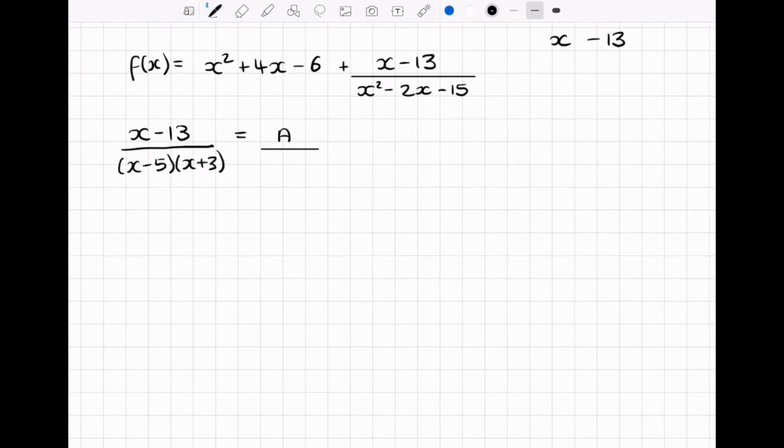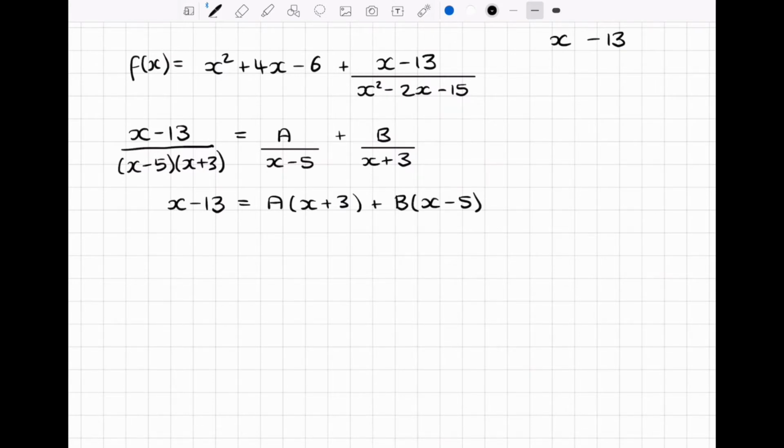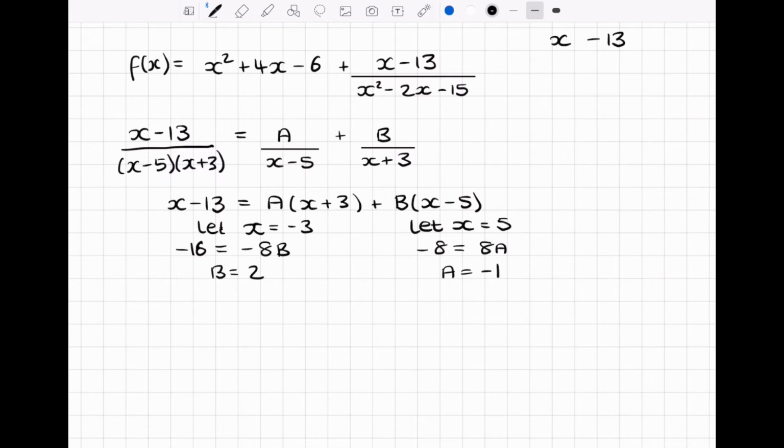So I've just factorised x squared minus 2x minus 15 to (x minus 5)(x plus 3). If I rearrange this equation, multiply all of it by that denominator, and then we'll let x be some different numbers. So first of all, let x be minus 3, and we get minus 16 equals minus 8b, so b must be 2.